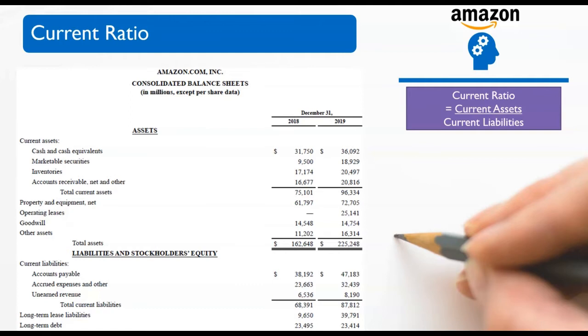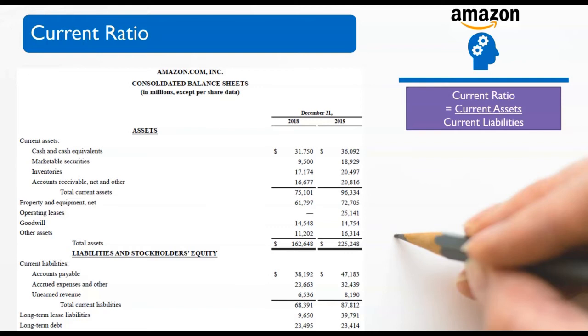Generally, we would want a company to have a current ratio above 1, which indicates that the current assets are at least equal to the value of its current liabilities. So how is this ratio calculated? The current ratio is calculated as the current assets divided by the company's current liabilities.